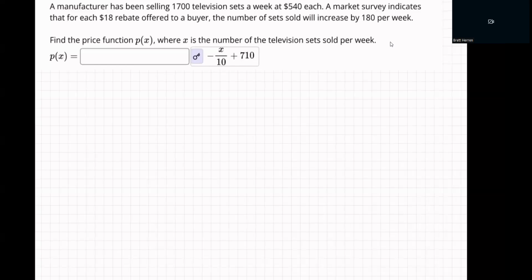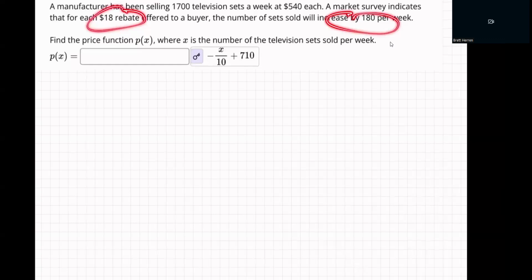Okay, so on this question, a manufacturer has been selling 1,700 television sets a week at $540 each. They're going to ask us about the price function here. A market survey indicates that for each $18 rebate offered to a buyer, the number of sets sold will increase by 180 per week. So if they say we're going to give you an $18 rebate, they're going to sell 180 more sets per week.